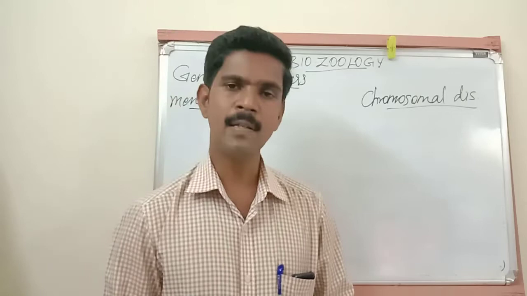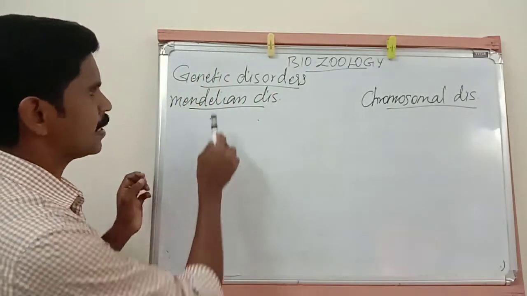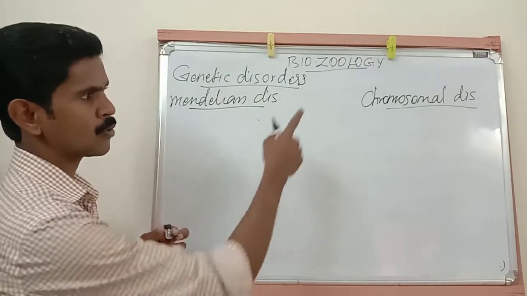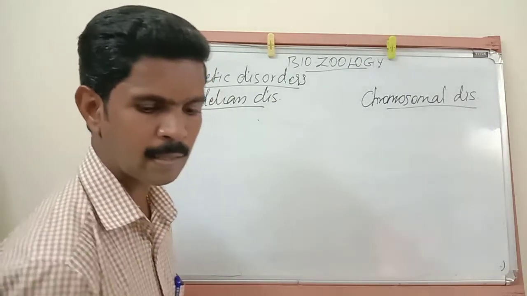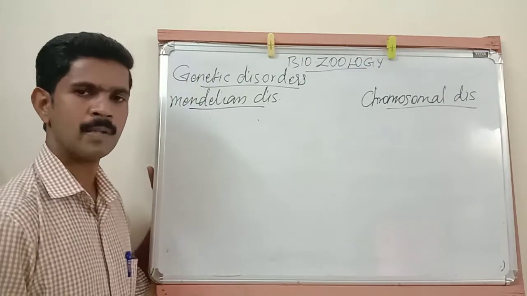Understand? This genetic disorder is classified into two types. The first type is called Mendelian disorder, and the second one is called chromosomal disorder. So genetic disorders are classified into two types: Mendelian disorder and chromosomal disorder.